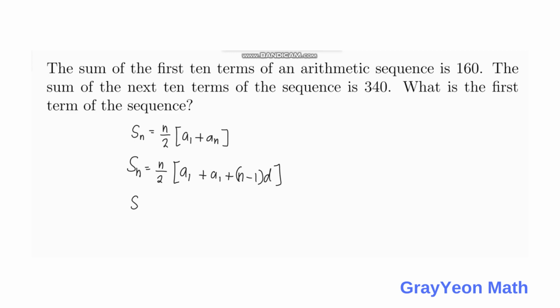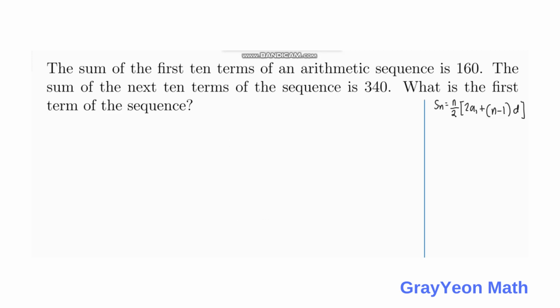So we have S_n = n/2 times [2a_1 + (n - 1)d], with d being the common difference. We will be using this formula to solve this problem.